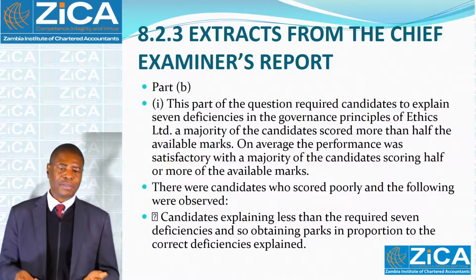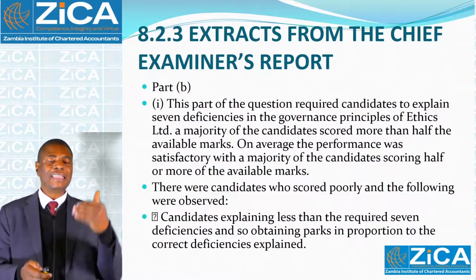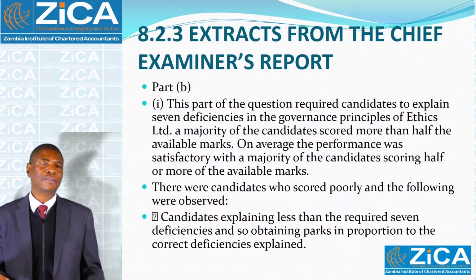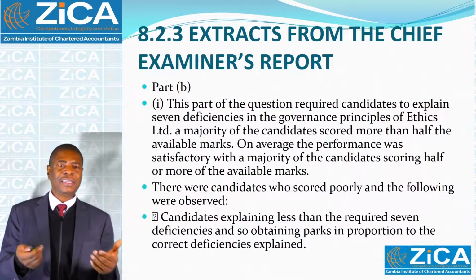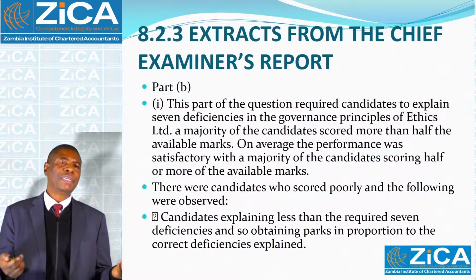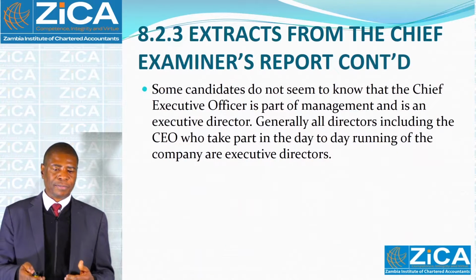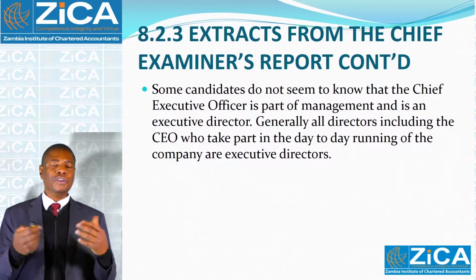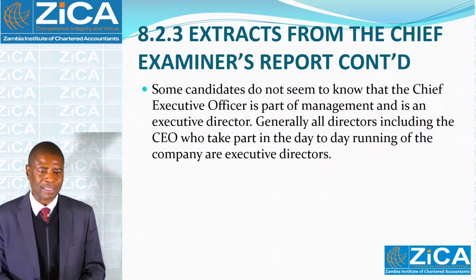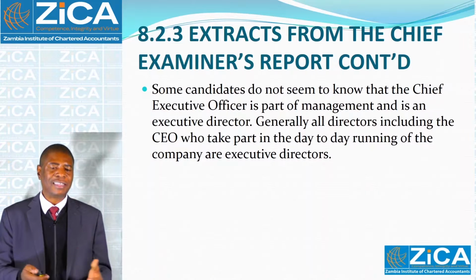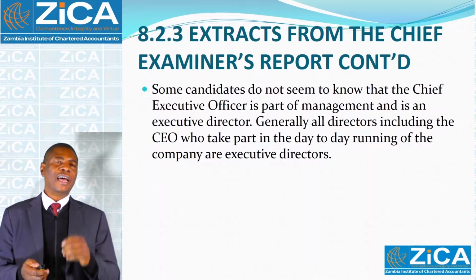The examiner's report, again, says some candidates explained less than the required 7. Now, why should you do that? You explain less than 7, then you're getting fewer marks. Getting fewer marks simply means you may be failing an exam you should have passed. Some candidates did not even know that the chief executive officer is part of management. Again, that is disappointing at this stage. It simply shows a lack of preparation.